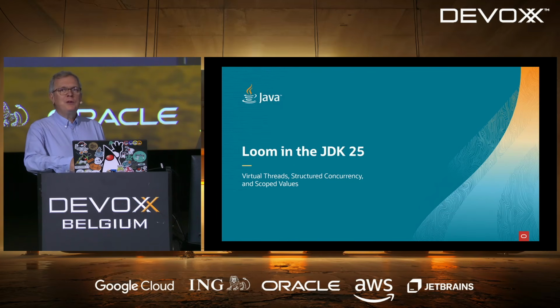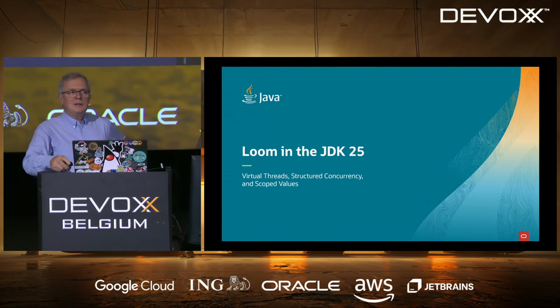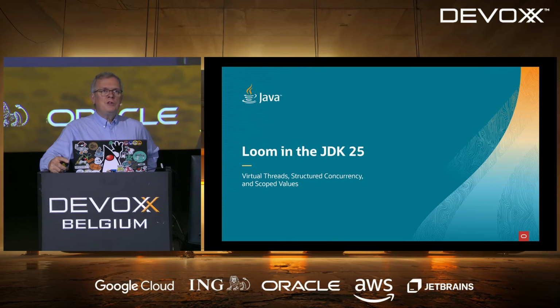I hope you're not here just to have a nap, because we are going to talk about Loom in JDK 25, with a serious focus on two elements. First, what has been done in virtual threads since 21, and I'm thinking about one topic in particular, which is the fact that the issue on synchronization has been fixed. This is what we want to talk about.